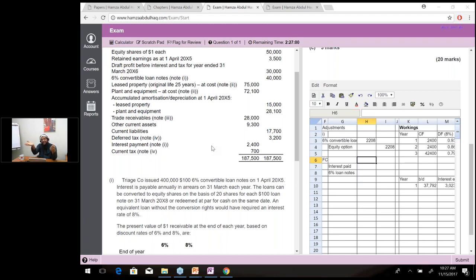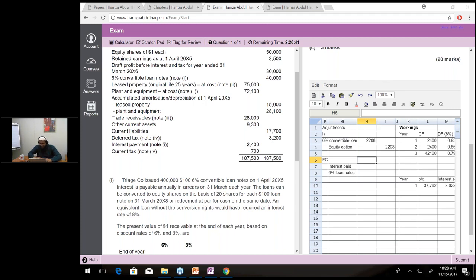So that's why we have increased the liability by the difference, because we are paying 6, but we should have paid 8. So the difference of 2 will increase my liability, which I am going to pay at the time of redemption, at the time of settlement, at the end of the year 3.